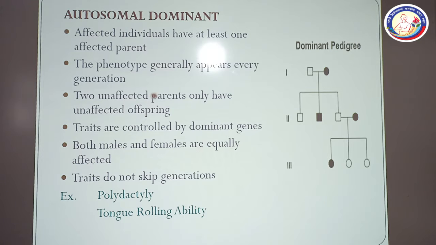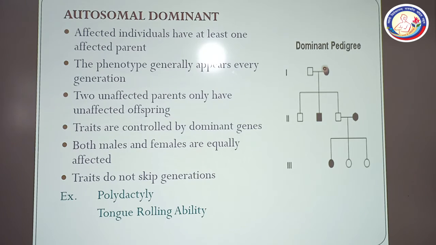characters. First is autosomal dominant: the trait which is found on the autosomal chromosome and which is dominant in nature. You can see affected individuals have at least one affected parent. To show this type of inheritance, you will have to use the at least one affected parent.